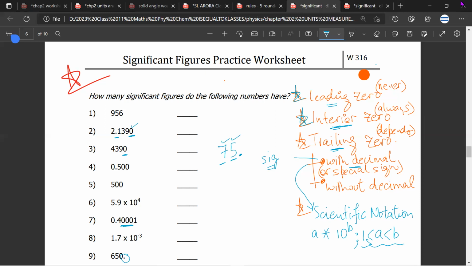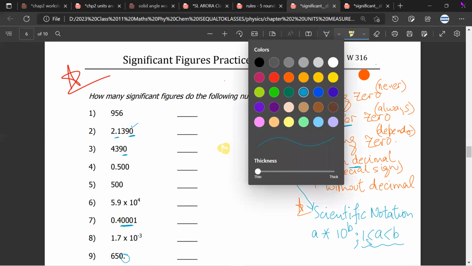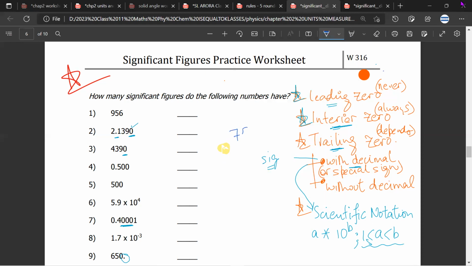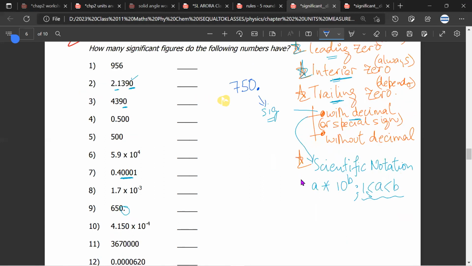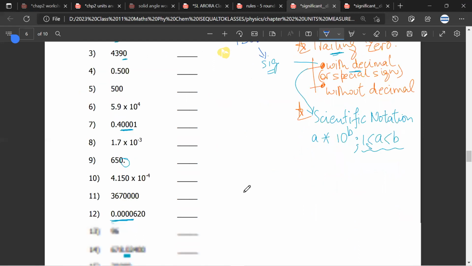Let me write this to be precise. Let me write it like this: 750. If there is a special sign like this, it means that this trailing zero is a significant digit. Are we clear, Avantika? Yeah. And if there is a trailing zero which has no decimal sign, for example, let me take an example like this. These are trailing zeros. There is no decimal, so these would be insignificant. Are we clear?